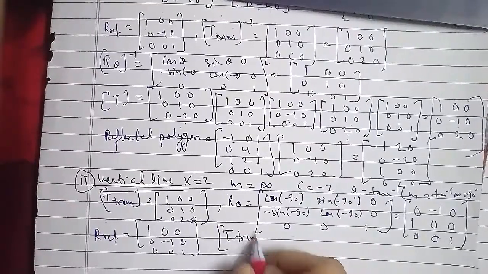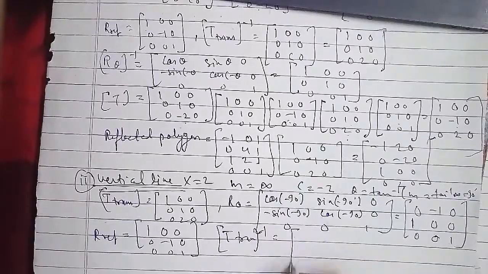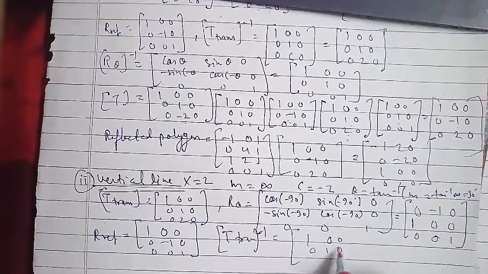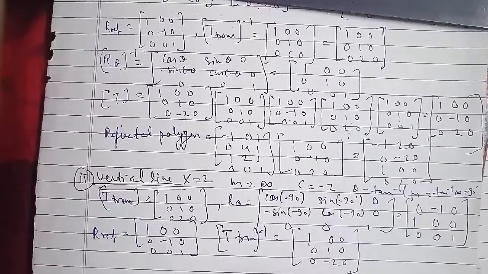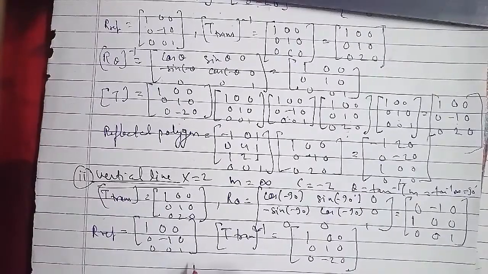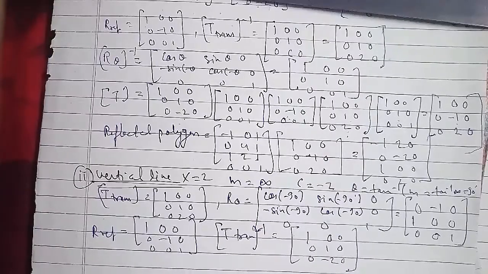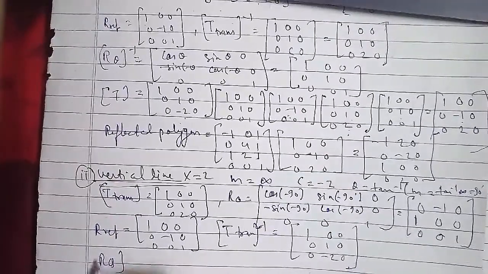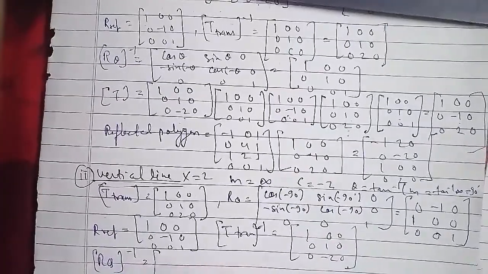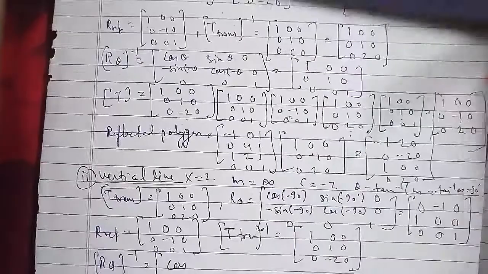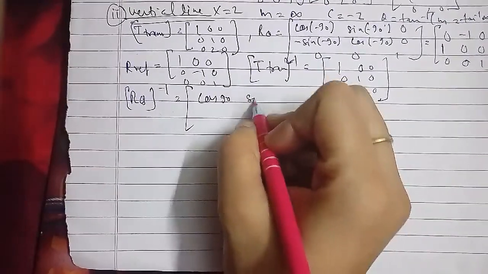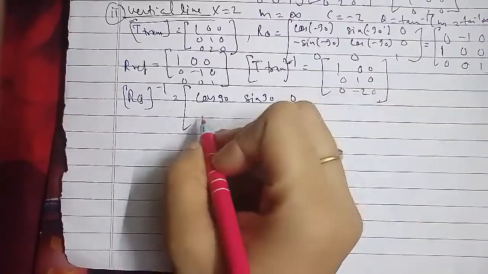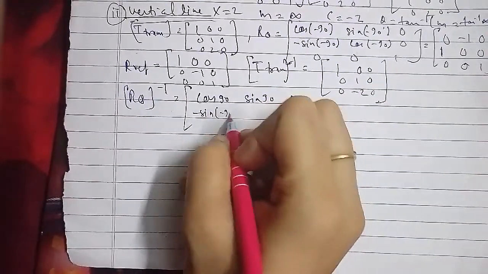And for that we'll put the value. Before that, we'll find out the value of RQ inverse, that is your RQ inverse, and here we have the cos 90, sine 90, 0, minus sine minus 90, cos minus 90, and 0. This is 0 0 1. So while putting the value, we will get 0 1 0, 1 0 0, and 0 0 1.